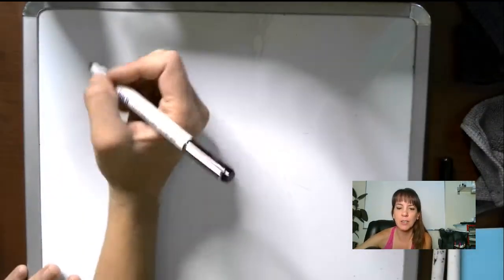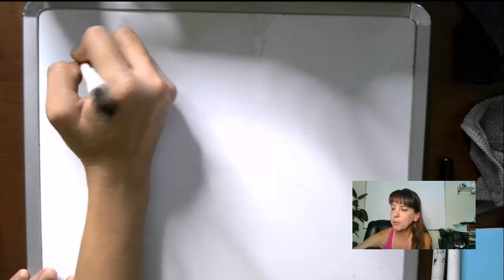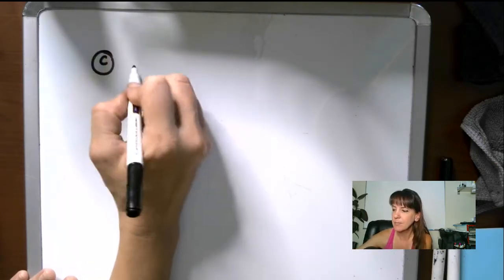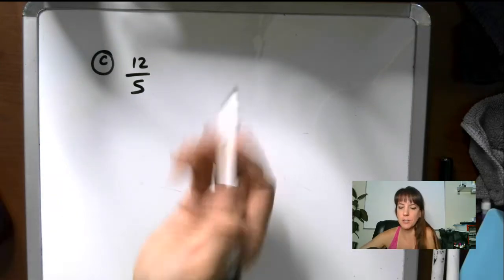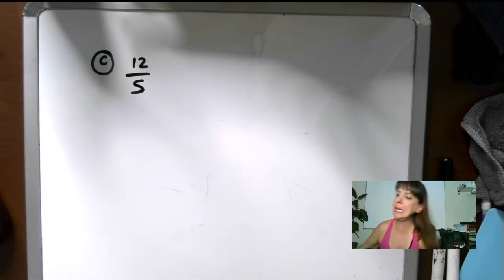Skip lesson. If I could rewind, I'm so sorry, you guys. I don't know how to do that on this, but okay. So for C, let's do that instead. 12/5. I do know how to pause though, so I'm going to do that really quick. All right, you guys. So for C, we got 12/5.